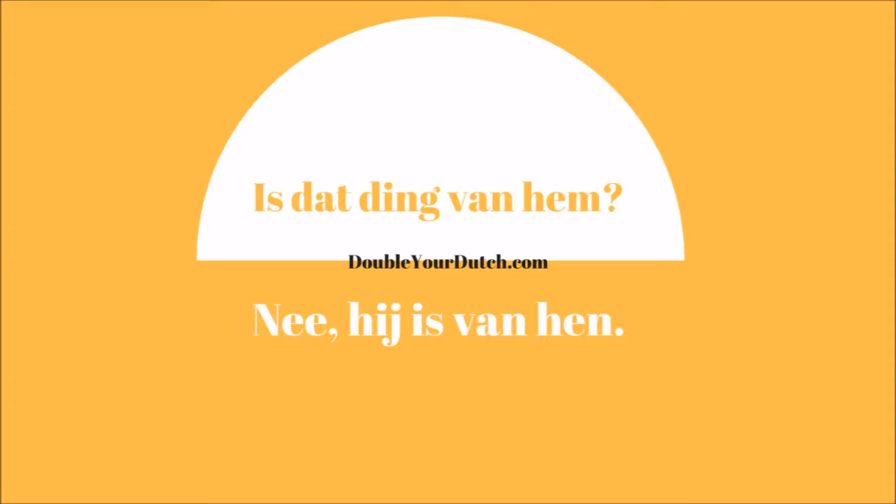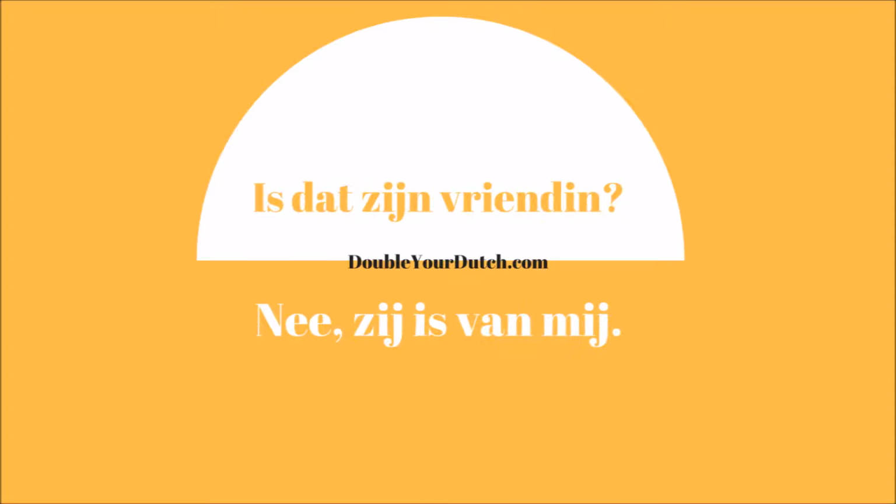You could also ask, is dat ding van hem? Is that thing his? Possessive. And you might answer, nee, hij is van hen. Hen with the N for November. Nee means no. Hij is van hen. It is theirs. Right? Another example, is dat zijn vriendin? Is that his girlfriend or female friend? And you might say, nee, zij is van mij. No, she is mine. That seems a little bit possessive in a bad way. But yes, it's a possessive form that we're using here.